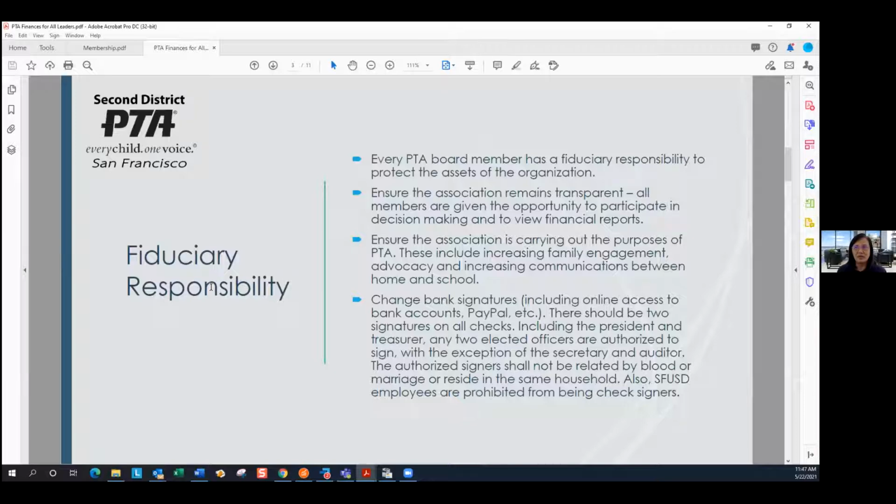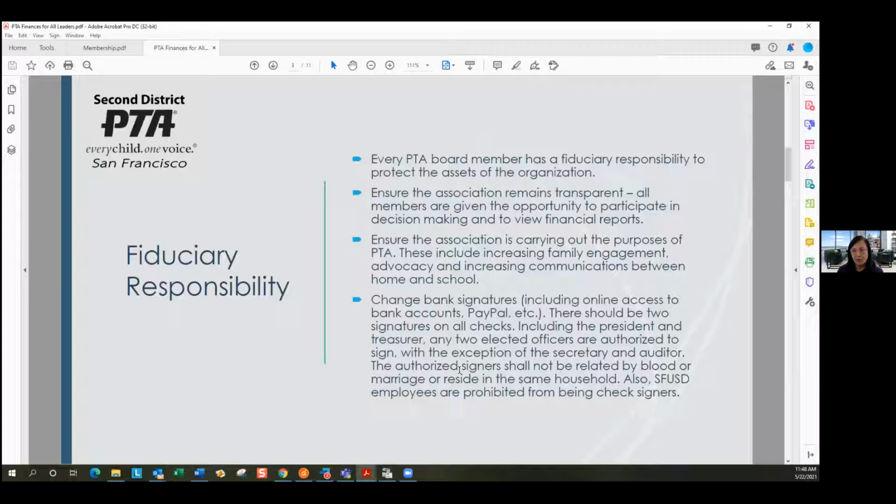One important thing that we need to do over the summer when we transition to the new board, of course, is to change bank signatures. And that includes all the online accounts that you may have, like PayPal or Square or anything else that you guys use. So don't forget to change all of these signatures on those accounts as well. There we have a 2 signature requirement on all checks and accounts, and that includes the president and treasurer, and any 2 elected officers are authorized to sign.